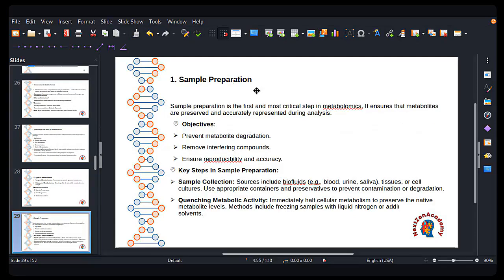The first thing is, sample preparation is the first and most critical step in metabolomics. It ensures that metabolites are preserved and accurately represented during analysis. Objectives are to prevent metabolite degradation and then remove interfering compounds.